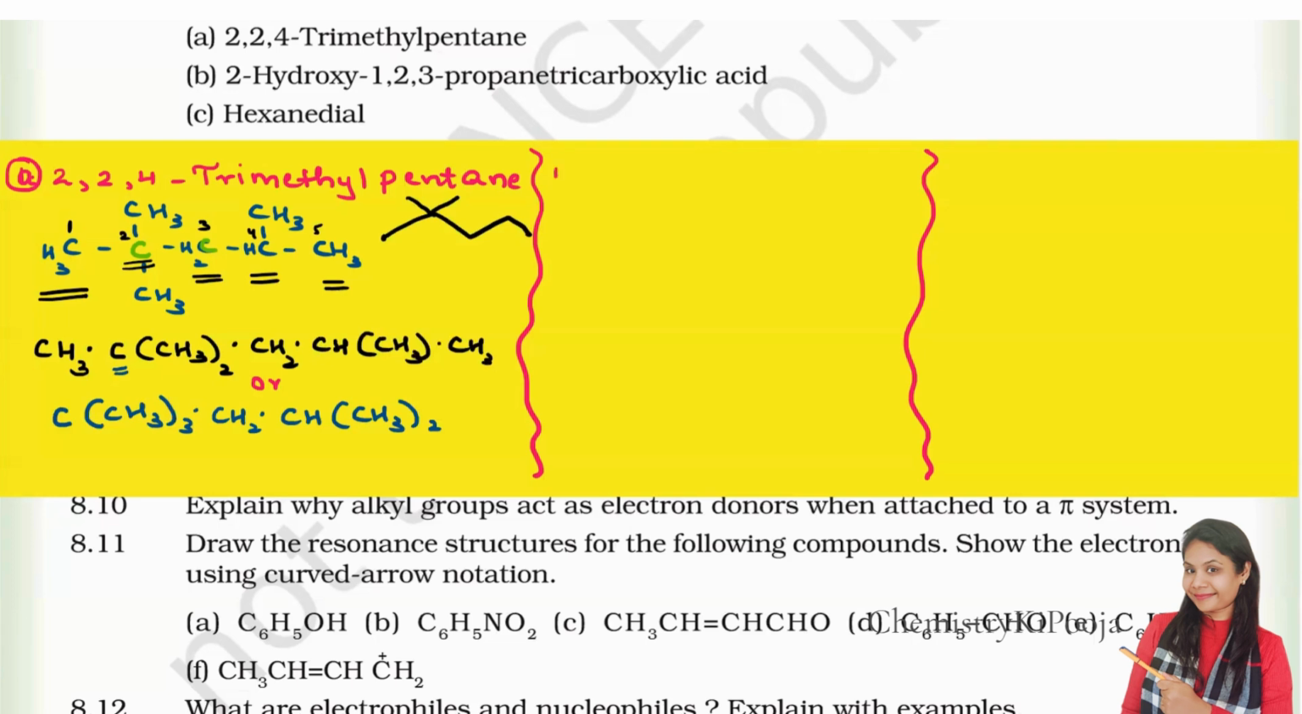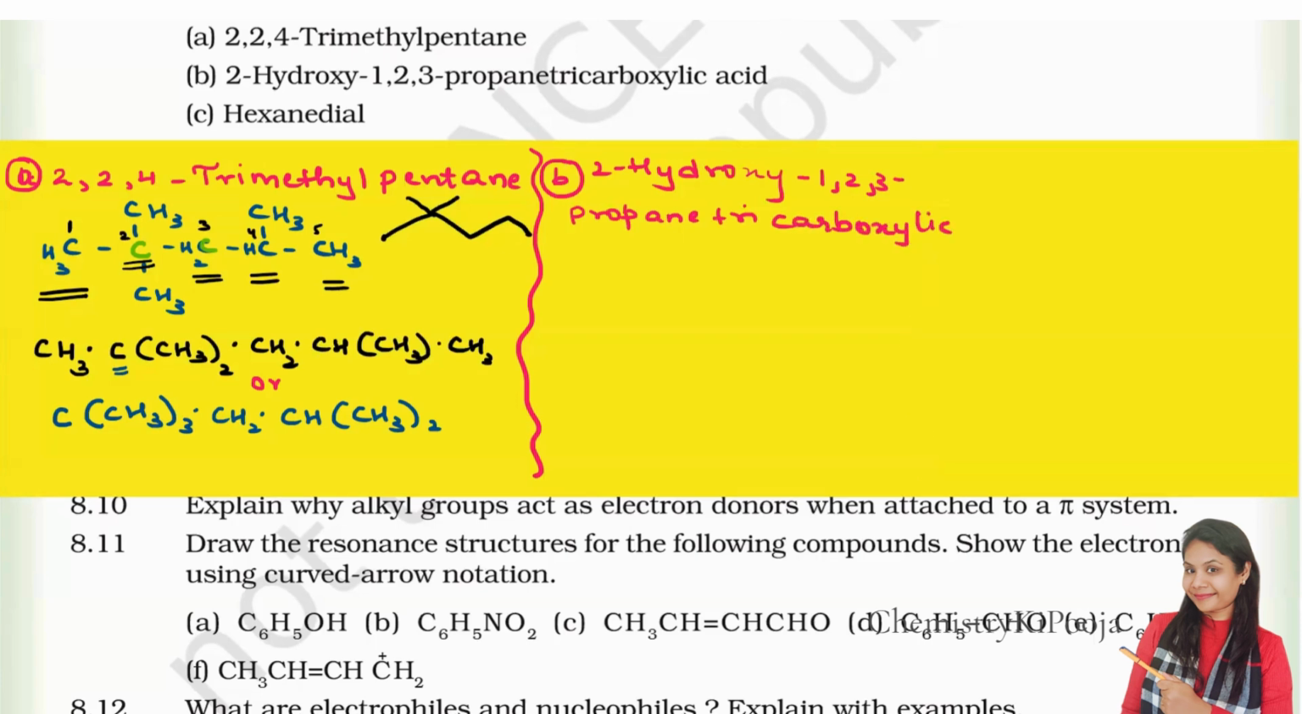Let us quickly proceed with the B question. B question is 2-hydroxy-1,2,3-propanetricarboxylic acid. Now looking at the question, do not panic. Okay. No matter how big the question is, or how complicated the structure is, we are going to simply break it down in parts.